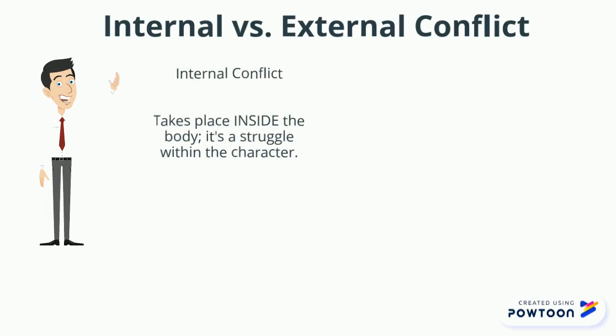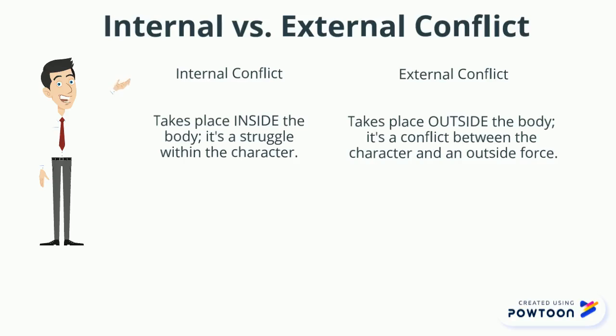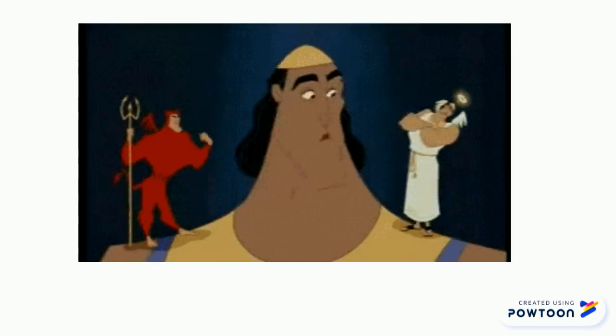And there are 2 major types of conflict. Number 1, internal conflict takes place inside the body. It's a struggle within the character. 2, external conflict. This is conflict that takes place outside the body. It's a conflict between the character and an outside force.